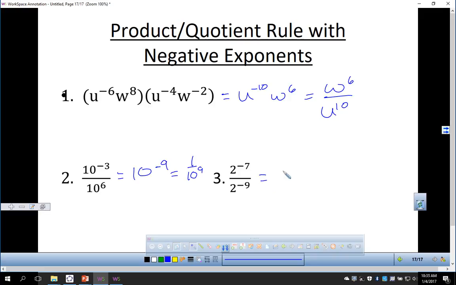Subtract the exponents. What's negative 7 minus negative 9? 2. 2 squared, which is equal to 4. Weird, huh? You understand that? What I just did? Sydney? 2 to the negative 7 minus negative 9, right? Because negative 7 minus negative 9 makes 2. So 2 to the 2 is equal to 4. Okay. Which leads to the next rule.